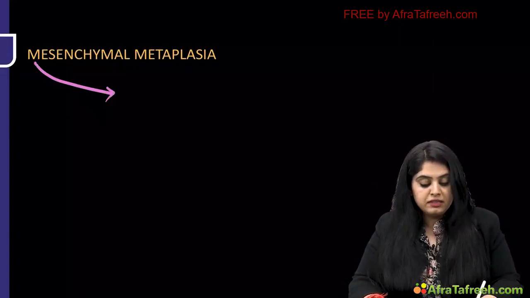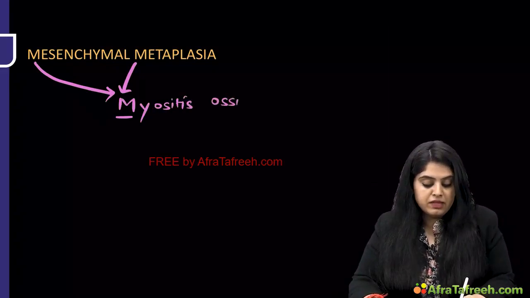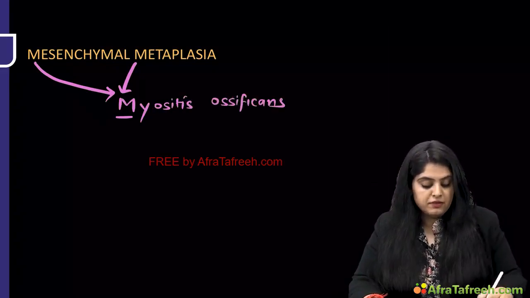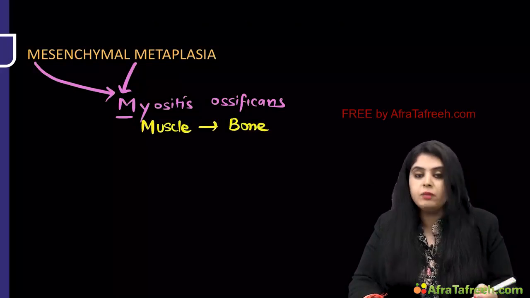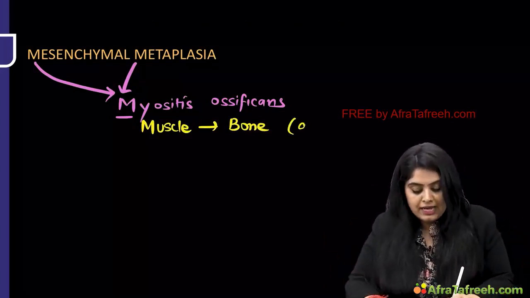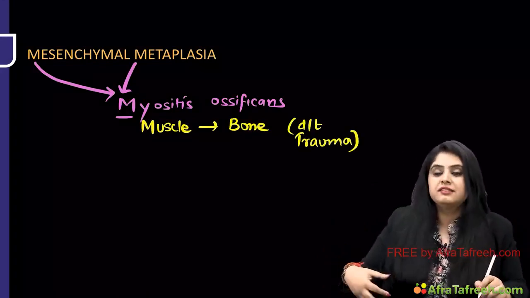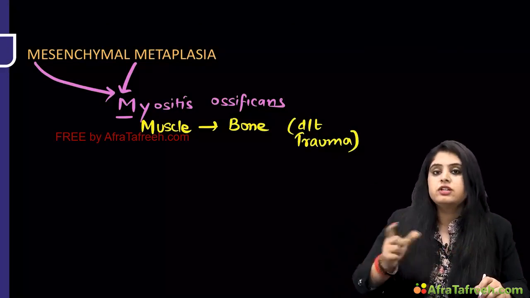The only mesenchymal metaplasia example is myositis ossificans, which basically means that the myo, that is muscle, is going to change into ossificans, that is bone. Common sense: myositis ossificans, muscle will change to bone, and this usually occurs as a result of some trauma. This happens like in the legs, someone got hit, someone had a bike accident, a road traffic accident, some fight he had, muscle changes to bone.